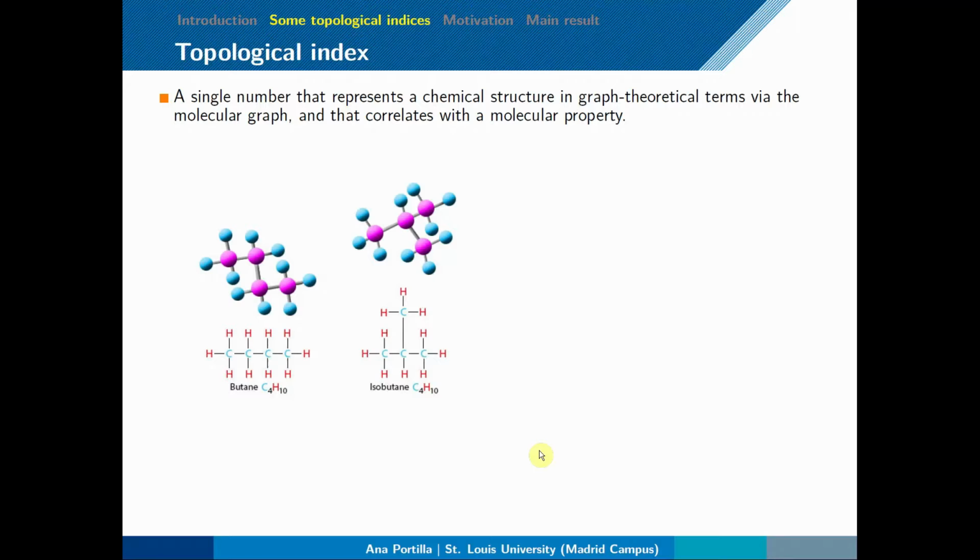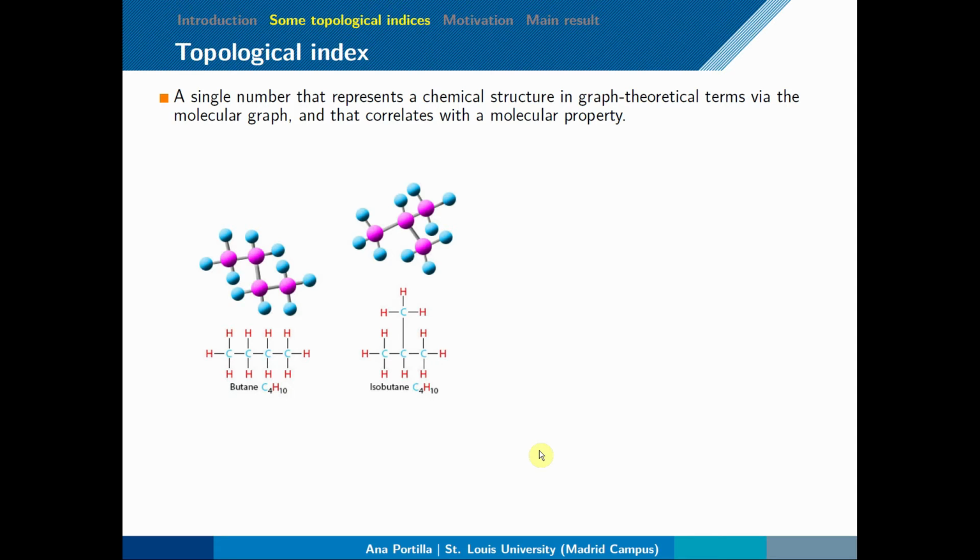So, in our molecular graphs, vertices will refer to carbon atoms and edges will refer to bonds between carbon and carbon. A topological index is one single number. This number represents a chemical structure in graph theoretical terms via the molecular graph, and it correlates with various physical properties, chemical reactivity or biological activity. It is used to understand physico-chemical properties of chemical compounds. So topological indices are interesting since they capture some of the properties of a molecule in a single number.